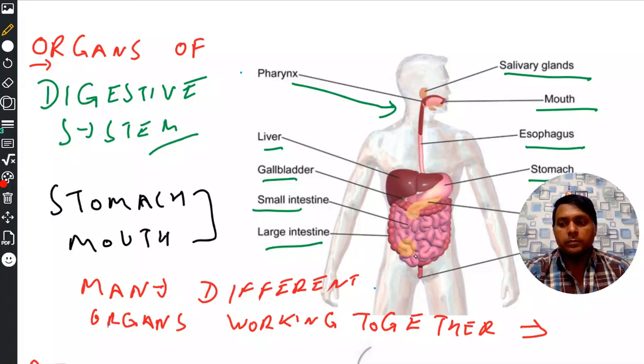You can see there is a part of this. I'm drawing in green and red color. This one. Do you know what this is? This is a kind of pipeline through which food passes. Do you know the name of it? We call it the esophagus or the alimentary canal.